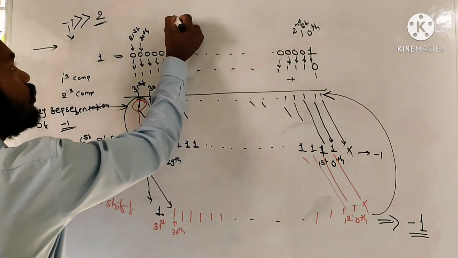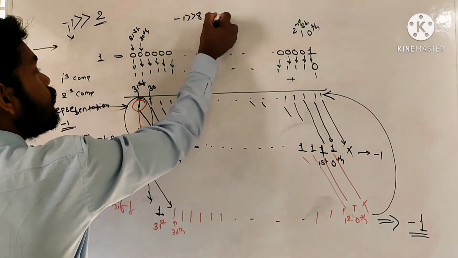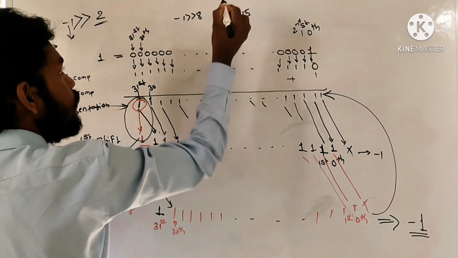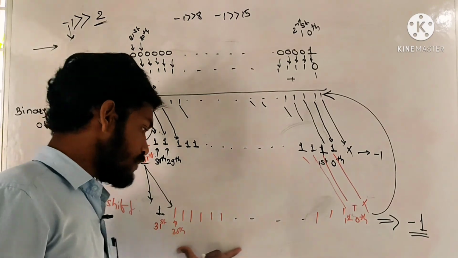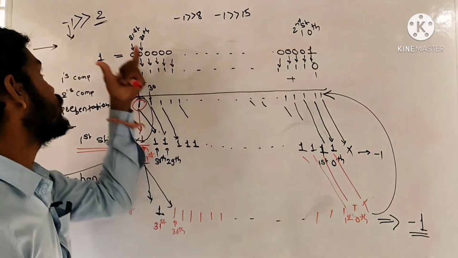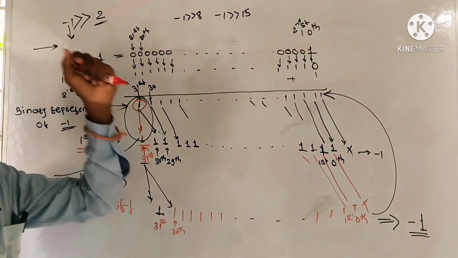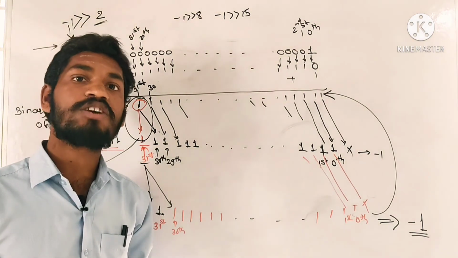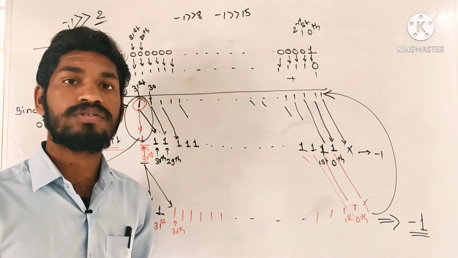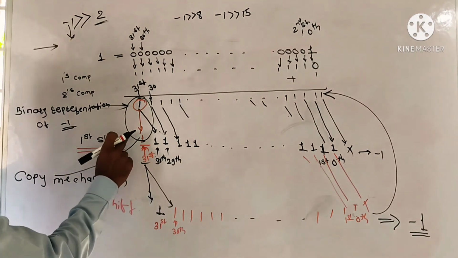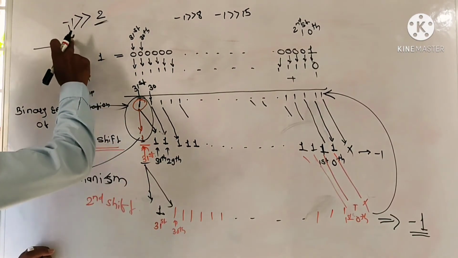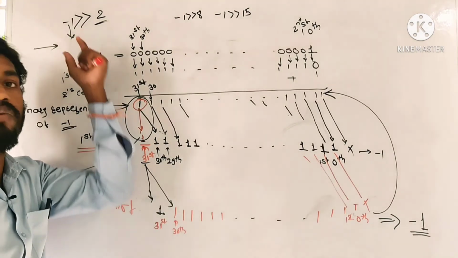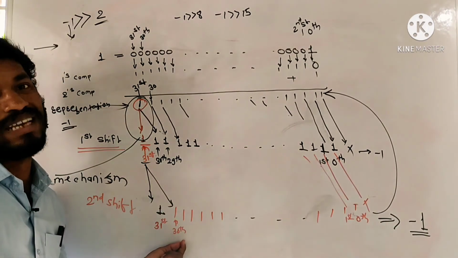So that's why if we shift minus 1 by 8 times, or by 15 times, every time you will get the same binary representation, which is equivalent to the binary representation of minus 1. Because of this copy mechanism, whenever you do a right shifting operation on minus 1, you will get the same result.